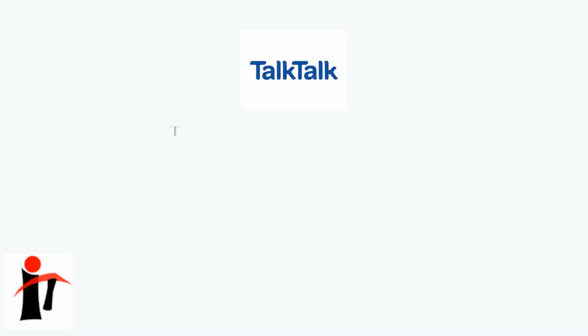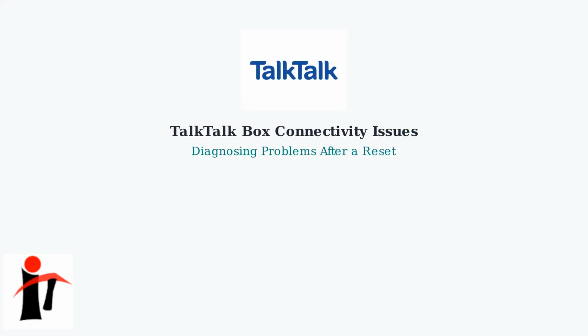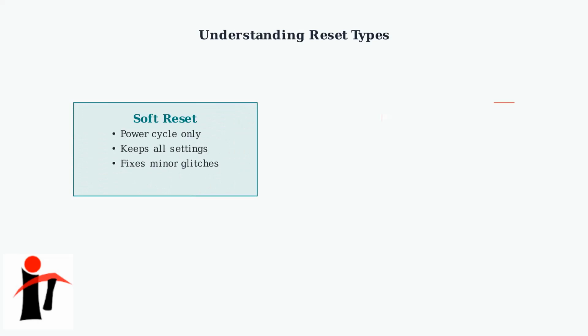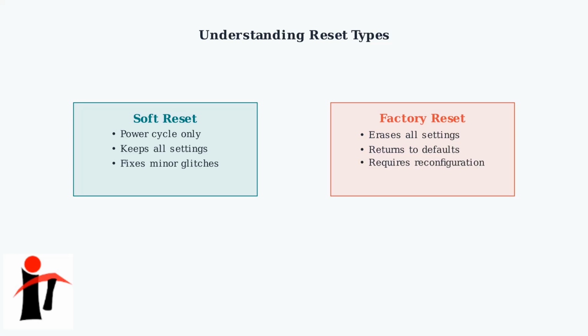When your TalkTalk box experiences connectivity issues after a reset, understanding the problem is the first step to getting back online. Different types of resets require different solutions. There are two main types of resets. A soft reset simply restarts your router without losing any settings, while a factory reset completely erases all configurations and returns the device to its original state.